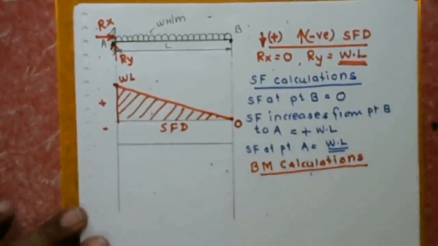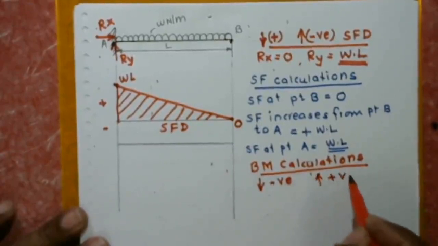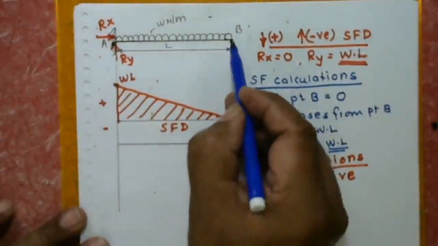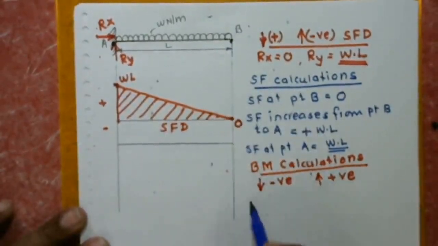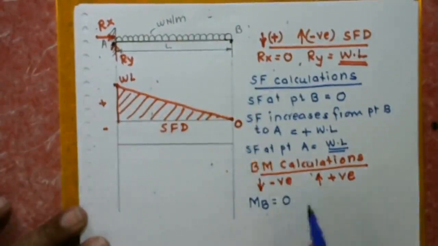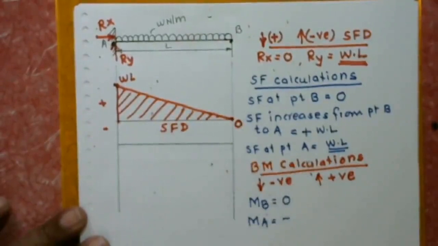So first decide our sign conventions. Downward force negative, upward force positive. Now at point B, B is the free end. So bending moment at the free end is always 0. So moment at point B is equal to 0. Now in that case we have to take the moments about point A. Moment about point A is equal to, UDL is acting in the downward side, so the sign convention will be minus.